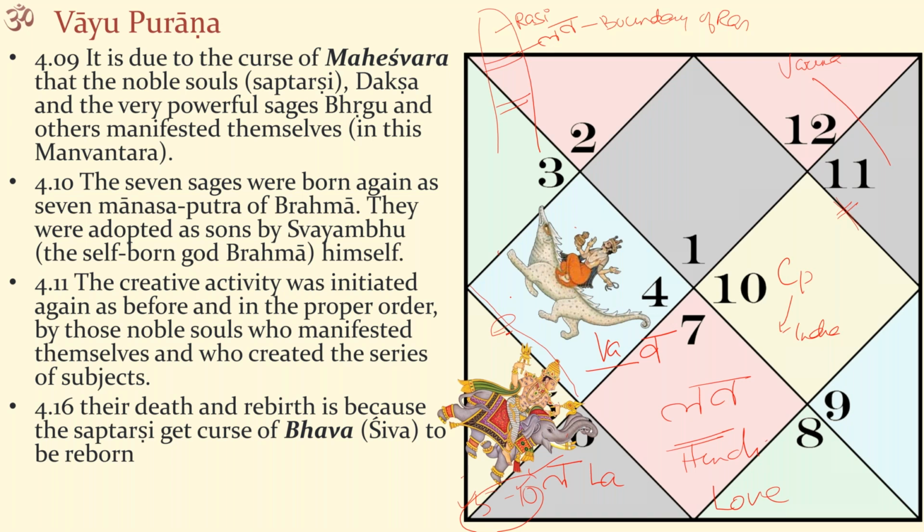Now, what does the Vayu Purana say? It is due to the curse of Maheshwara that the noble souls, Saptarishi, Daksha, and the very powerful sages like Brigu and others manifested themselves in this Manvantara. They had no desire to come now. This is Kali Yuga. They said, what work we have got? These useless fellows are going to come out here. Why do we have to come?